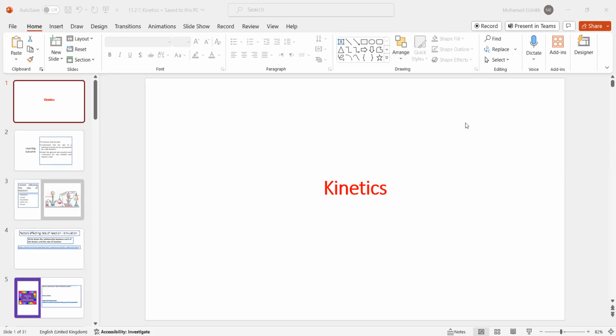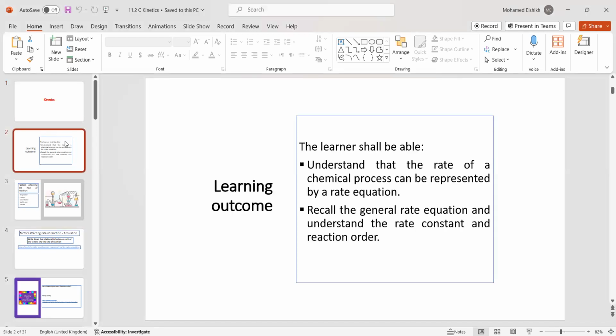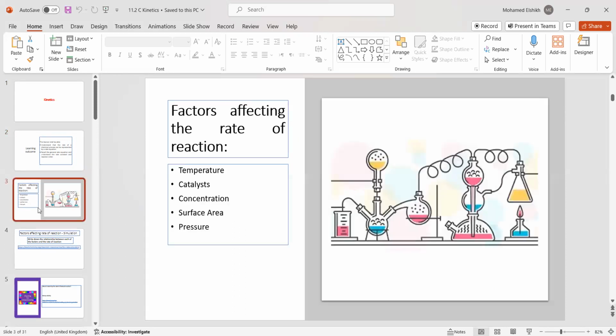Welcome again to the second lesson about kinetics. In this lesson, we will be talking about the rate of reaction and how it is represented mathematically. And also we will be looking at the rate equation and understand what's meant by rate constant and reaction order.